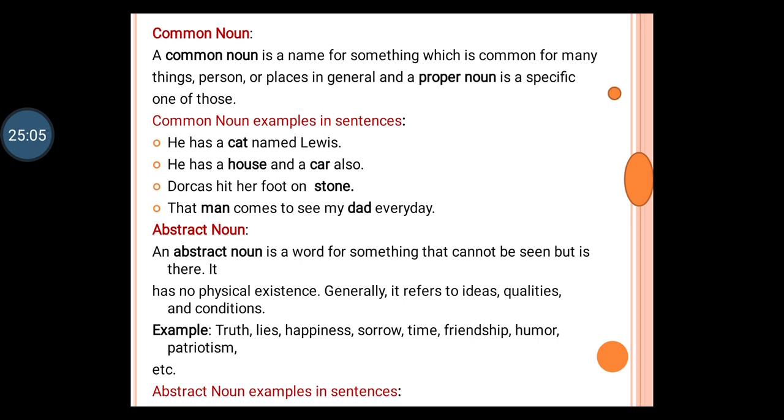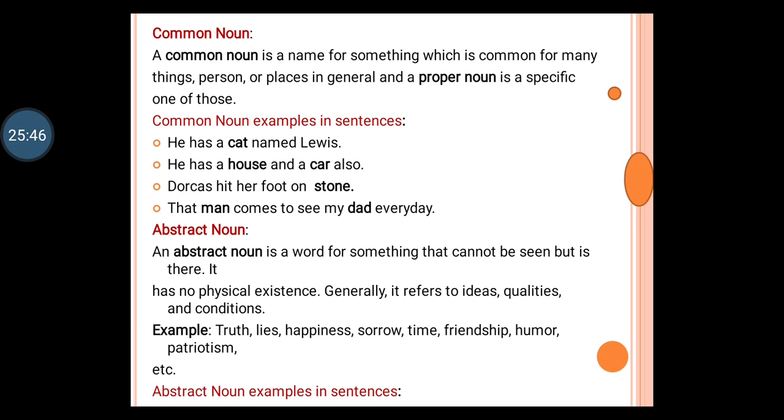Then we have an abstract noun. What is an abstract noun? An abstract noun is a word for something that cannot be seen, but it is there. It has no physical existence. Generally, it refers to ideas, qualities, and conditions. I was talking about our core values just a few minutes ago: integrity, discipline, and hard work. These are qualities. So they are abstract nouns. You can't touch them. You cannot see them. So they are abstract.